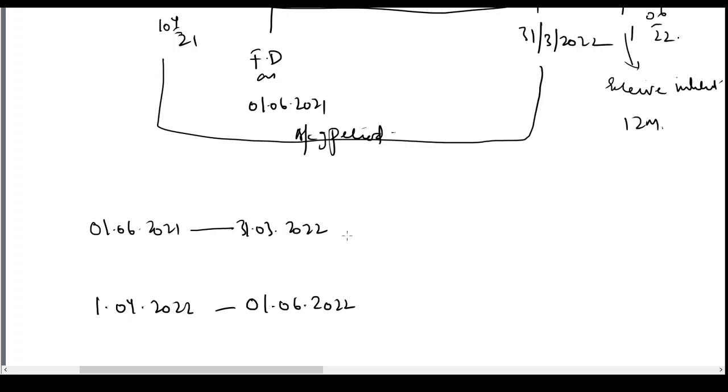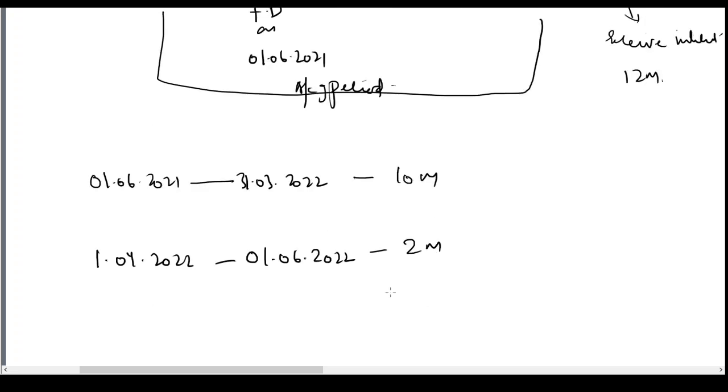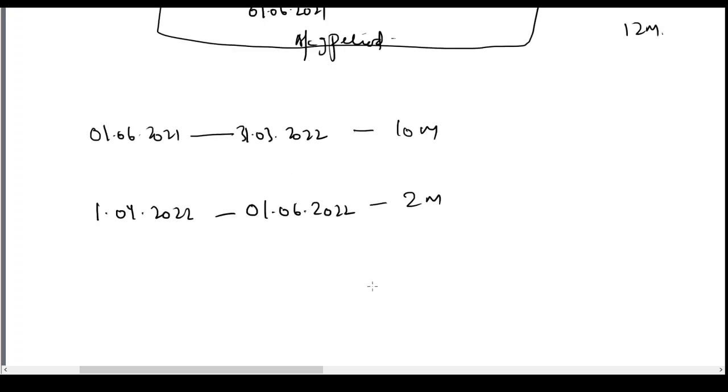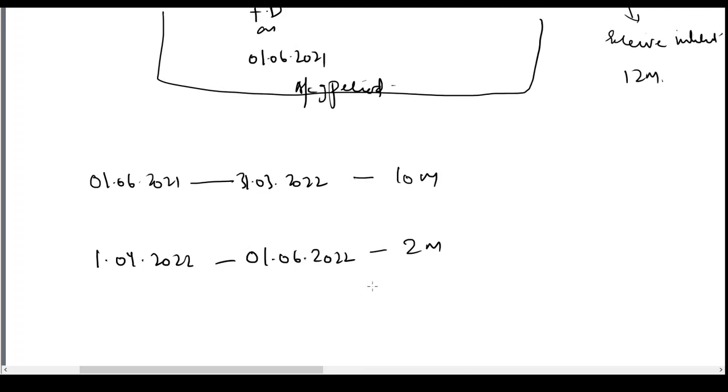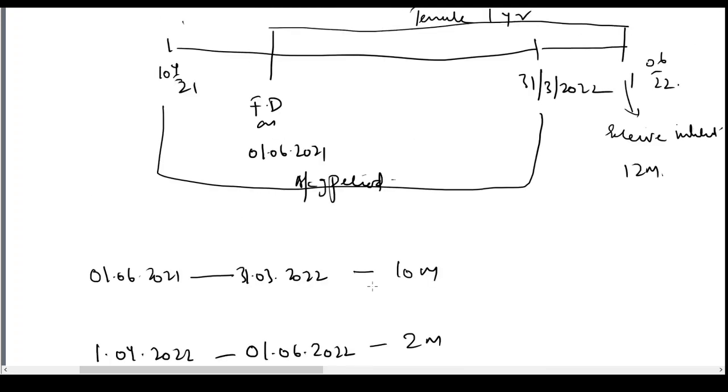So these are how many months? These are 10 months and these are 2 months. Now the question arises, the entire 12-month interest would be received on 1st June 2022. Is it correct to recognize the entire interest for 12 months on 1st June 2022 and show it as an income for the period 22-23? So here the question is, this 10 months interest and this 2 months interest, when should it be recognized as income in the books of accounts?